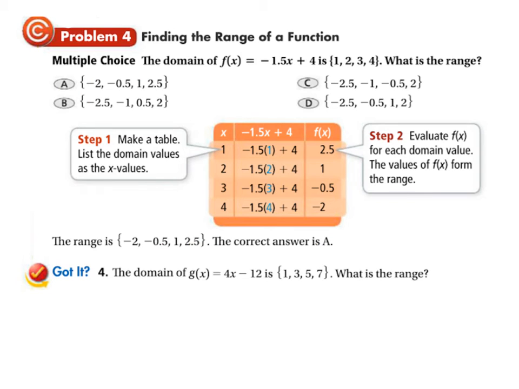Now apply that same understanding here. The domain of this function, g of x equals 4x minus 12, is this. This is the domain. These are the numbers that you will be plugging in one at a time. What is the range? What is the set of values that comes out?